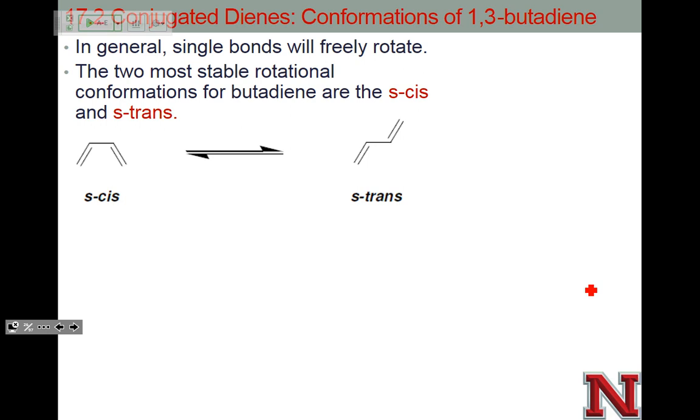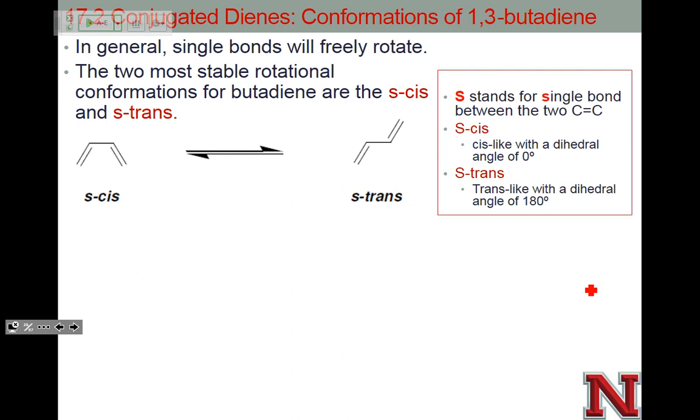So there's two ways we describe the pi bonds. We can have the S-cis conformation. Now remember, this isn't really a cis. The S-cis just means that it's like a cis, because our pi bonds are on the same side, versus the S-trans. This is going to be really important for some of the reactions we're going to be talking about in this chapter. So S-cis just stands for single bond between the two double bonds. S-cis is cis-like, has a dihedral angle of 0 if we were to draw this in Newman projections. And then our S-trans is like trans, where our dihedral angle is 180.